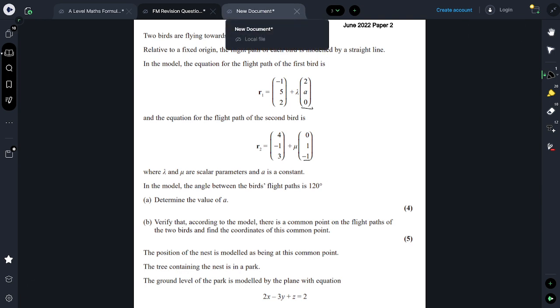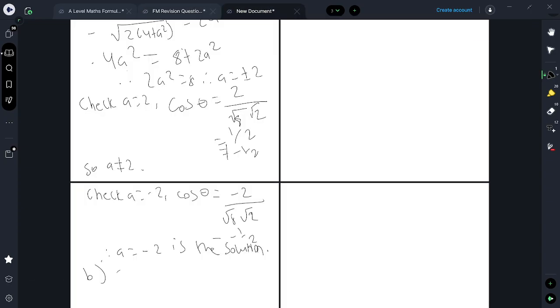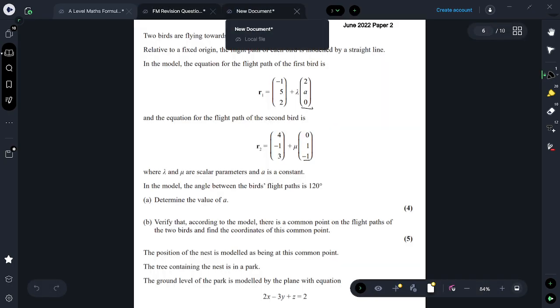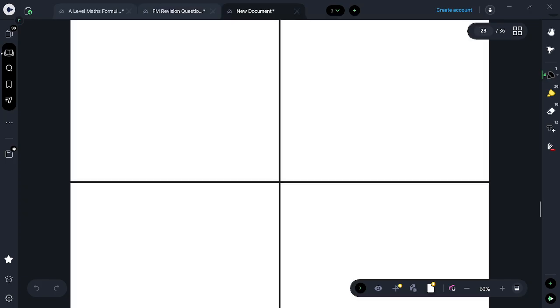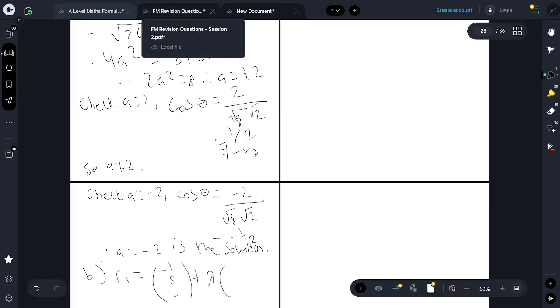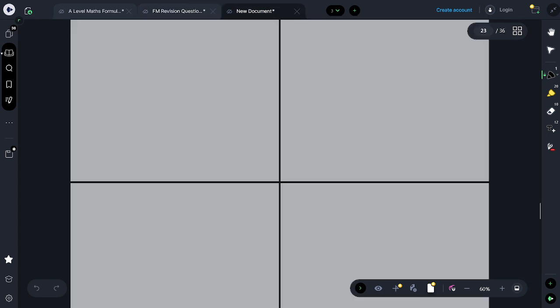Verify that according to the model there is a common point on the flight's path and find the coordinates of this point. Well, that's just equating them together, right? So we know that R1 is given to be (-1, 5, 2) plus lambda lots of (2, A, 0).